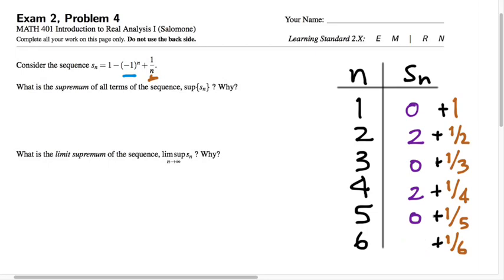Yeah, I think something's amiss here. Yeah, you're right, because it was minus there instead of a plus. Sorry.